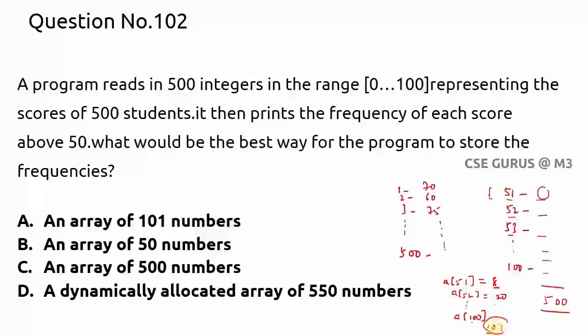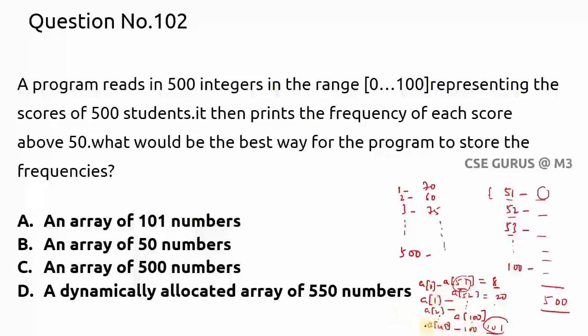But is there any other best way? Yes, we have. Why should I start from 51? I can start from a of 0 only. That means a of 0 represents who got the marks 51. A of 1 represents who got marks 52. A of 2 represents who got marks 53. Like this, a of 49 represents who got marks that is 100. So like this I can store.